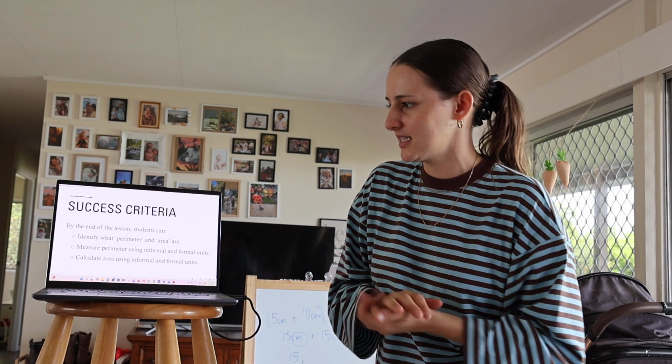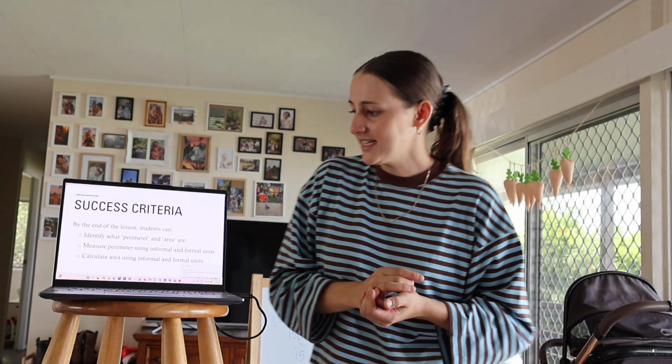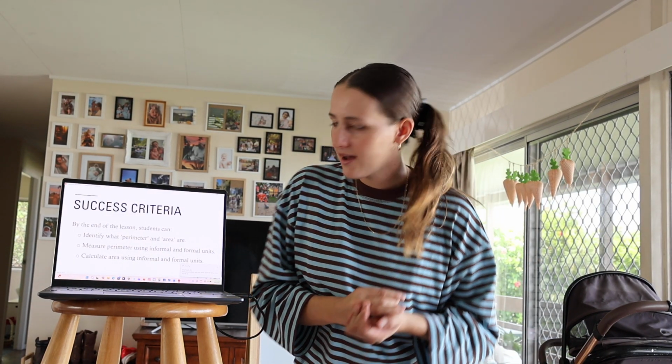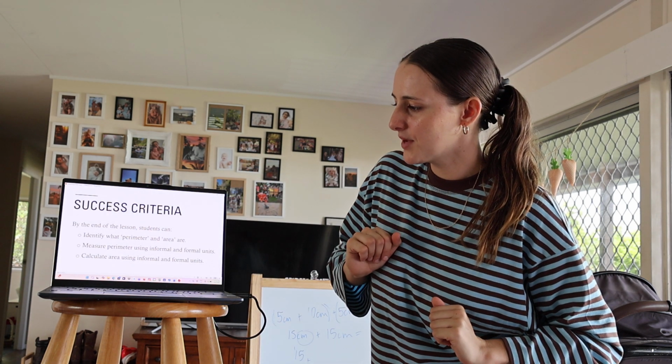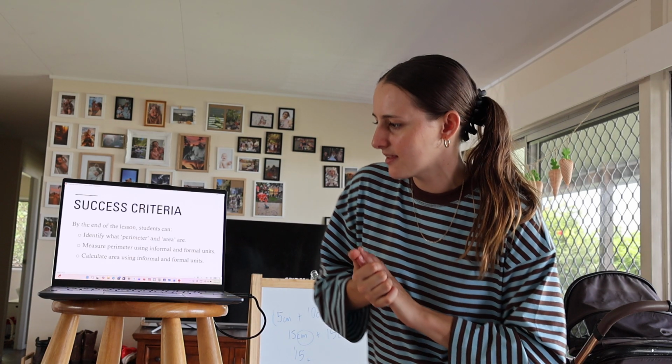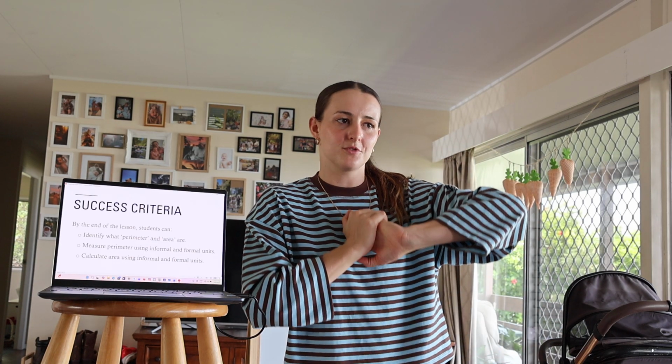And let's look at our success criteria. Could we identify what area and perimeter are? Yeah. Measure the perimeter using formal and informal units. So we did that in the group 1's worksheet. Yeah, amazing. And what about calculate the area using informal and formal units?